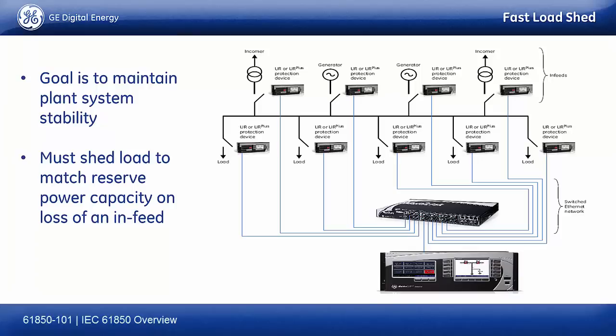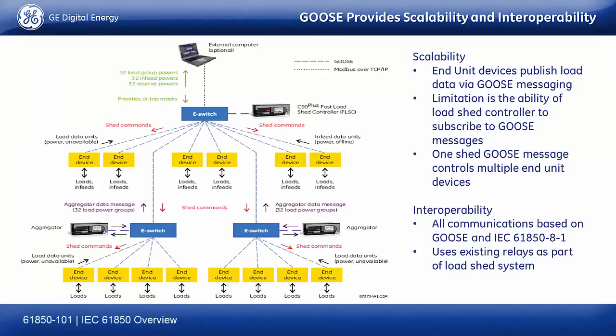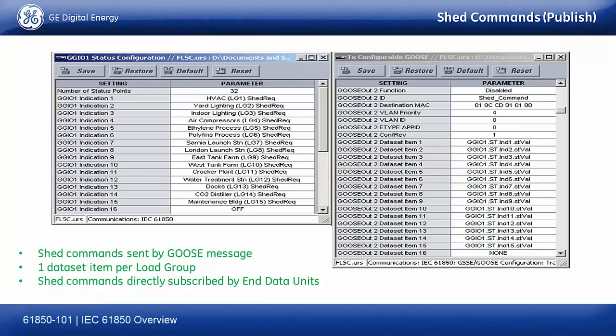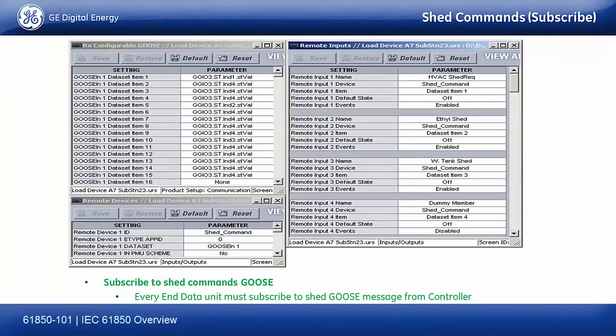In our AC power system, generation, capacity, and demand have to be balanced for it to work. When I lose my utility tie, I may not have enough generation, so I may be out of balance, so I have to shed some load, right? If I look at the end data units, I have GOOSE messages sending status and power information back, and pushing the shed commands, with subscriptions to the shed commands in my end devices, right? I subscribe to it, but only one of these data set items may impact me. But basically, once again, it's GOOSE, publish and subscribe between the controllers and the other devices.